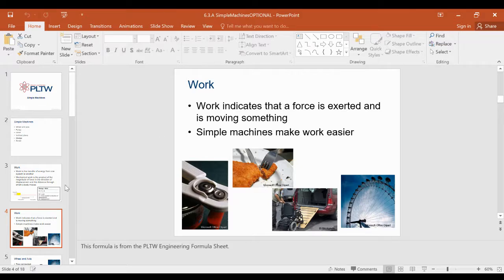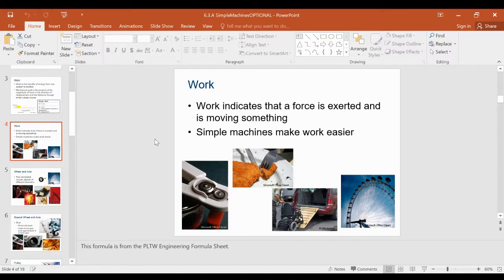Simple machines tend to make work easier. Now, this is a very important point. Simple machines do not mean you do less work. In an ideal world, you would do the exact same amount of work with a simple machine as you would just regularly. You just do it over a longer period of time.